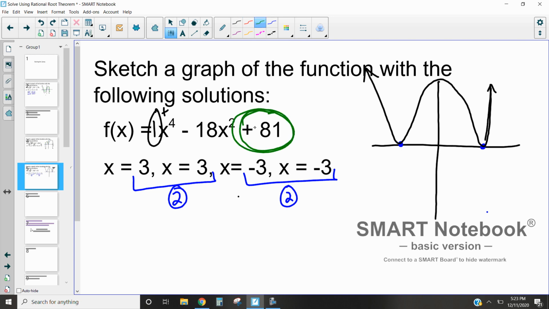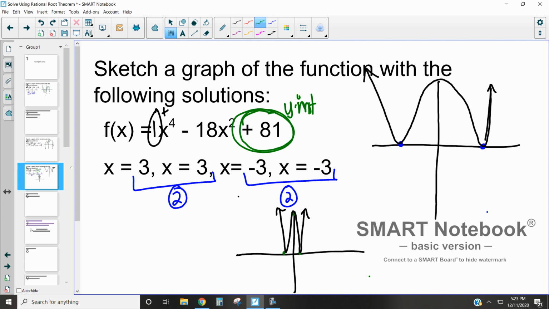Again, this 81 actually is our y-intercept. And so what that means is that this is actually going to cross way up here. So really our graph, if we're thinking about a more accurate look of it, if this is 81 up here where it crosses, we know that we actually really cross right here. So our graph looks like this. So kind of makes a W shape. It's going to be really thin.